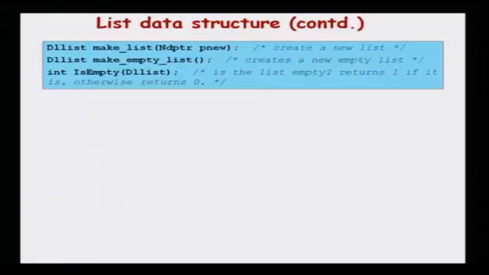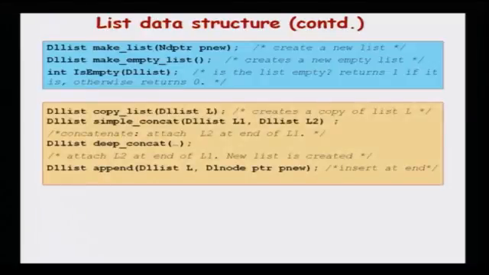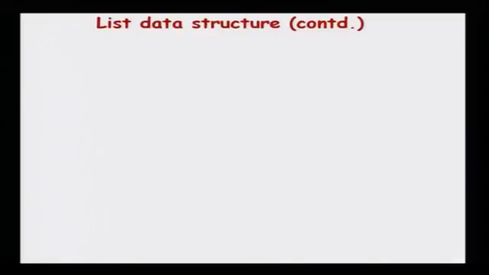Okay. So, you can think of several other common operations. You can think of a make node, you can think of a make list with a single node pointed to by p new. You can make an empty list, you can check whether a given list is empty, you can write functions to copy a doubly linked list to a new doubly linked list, you can concatenate two doubly linked lists, you can do a deep concat. We will see this in a future slide. You can append two linked lists and so on.